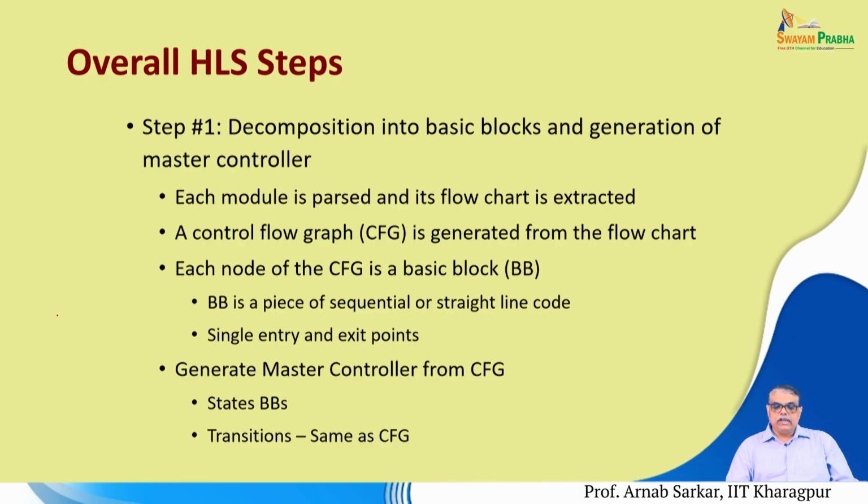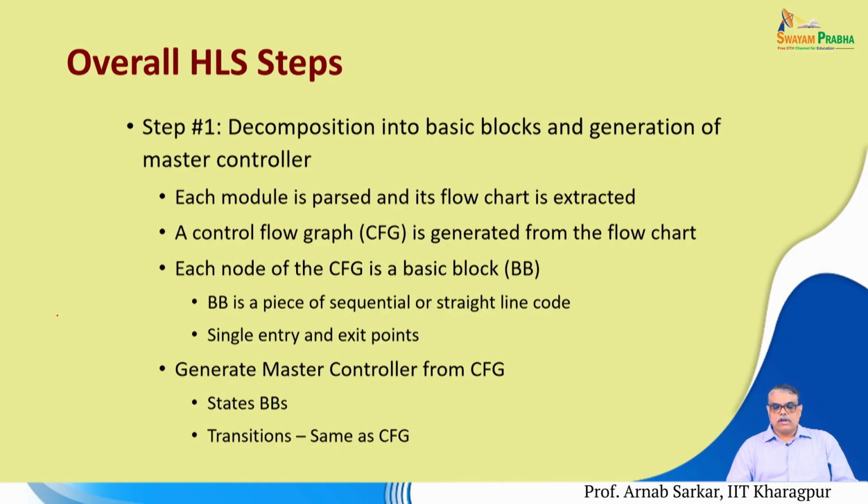So, there could be multiple flows of control at the input of the first statement of the basic block, and then all these sequences of code will be executed one after another in a straight line, and after the last statement of the basic block there could again be multiple flows of control emanating out of the basic block node. This is the description of the basic block. Essentially they are straight line sequences of code, and from this control flow graph we can directly obtain the master controller.